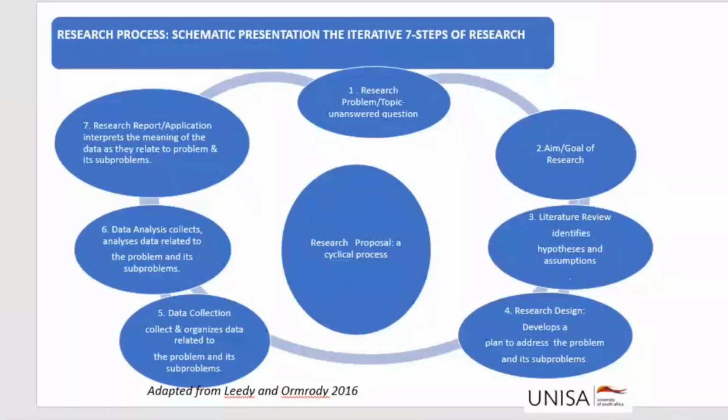If we look at the seven steps, you've got a research problem. It will be your big problem, or an unanswered question. There is a problem of cholera in Hammanskraal. So you're not just going to look at Hammanskraal in isolation, but at the quality of water, the accessibility, and all those different types of sub-problems. Those are the issues that you're going to look at.